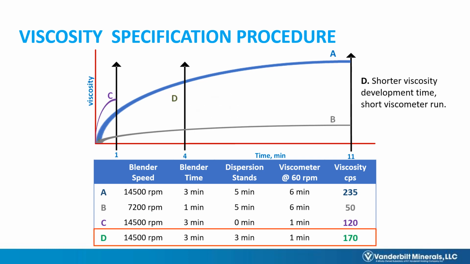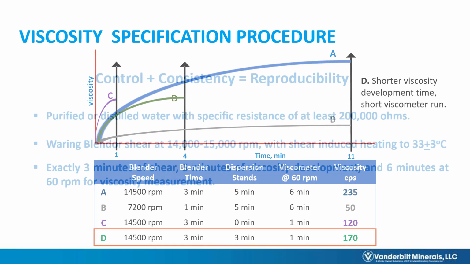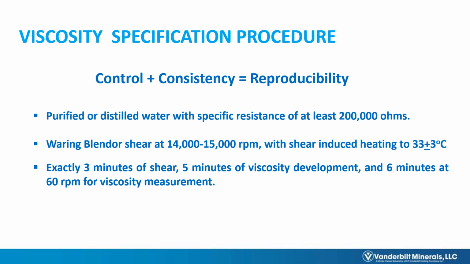Curve D shows the result from maintaining the prescribed energy input, mixer speed, time and heat input, but allowing only a shortened time for viscosity development and too short a time for equilibration of thixotropic structure building and the spindle's disruption of that structure. Proper control of all test method requirements, and consistency in their execution, is the key to proper and reproducible results.